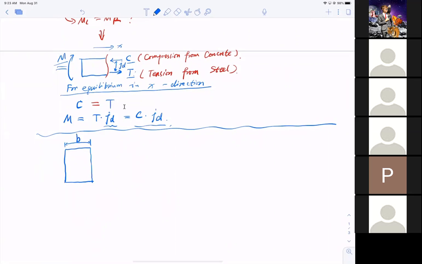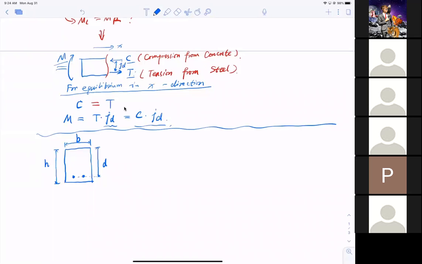Always in terms of width b. And the total height of the beam from end to end is called h. And I have two bars, for example, at the bottom here, always. And the distance between the top surface to the bars, I call it d. Distance is d.